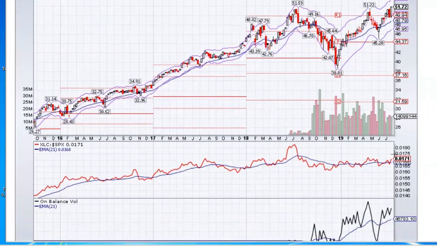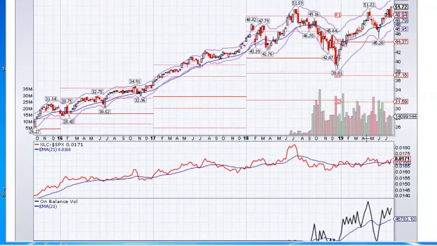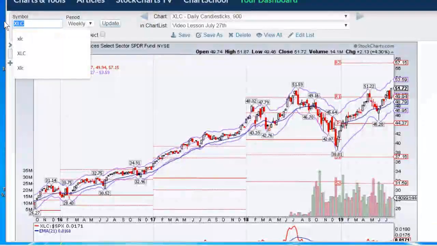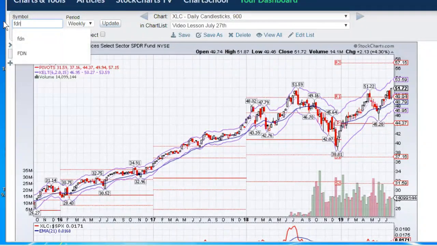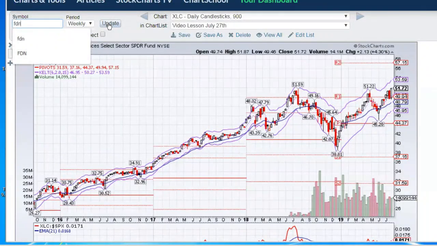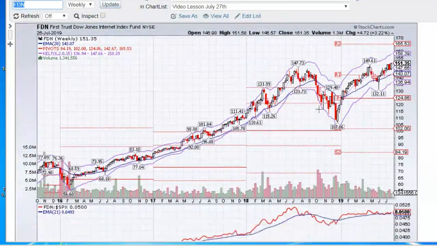How about the technical indicators? RS is positive weekly. On balance volume looks strong. This just came into existence about a year ago, so that's why we don't have any volume data going back. But I like the composition of this a little bit better than FDN, though it looks pretty great technically too. It's one I've traded in the past, and if we look at FDN, it's the First Trust Dow Jones Internet or something. It also looks pretty strong.